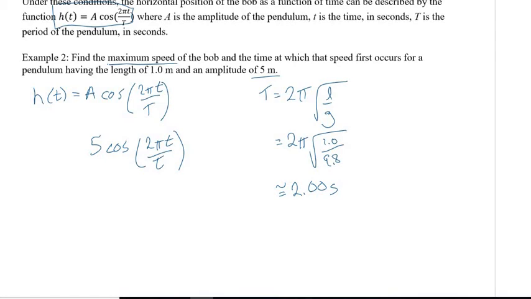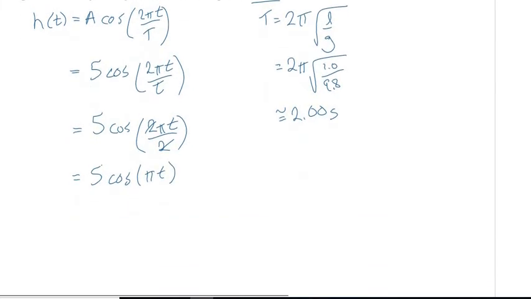This is still h of t, not the derivative yet. So let's make sure we make that correction right now. So that's 5 times cosine of 2 pi times t over, and we said the period is 2, which means those 2's are going to cancel, and we're left with 5 times cosine of pi times t. So this is looking a little bit easier to work with. So that's the position function.